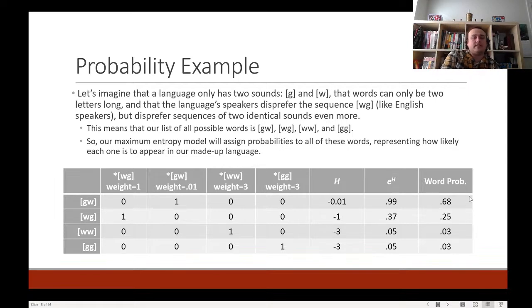So GW has a relatively high probability of 68%, 0.68. WG has a much lower probability, right? But still a decent chunk of the overall probability mass. So 0.25, right? There's a 25% chance you've got WG as your word. And then we've got 3% for each of these last two, showing that they're pretty dispreferred. Speakers of this language do not like WW and GG. So that's a full maximum entropy grammar demonstrating these facts for us.